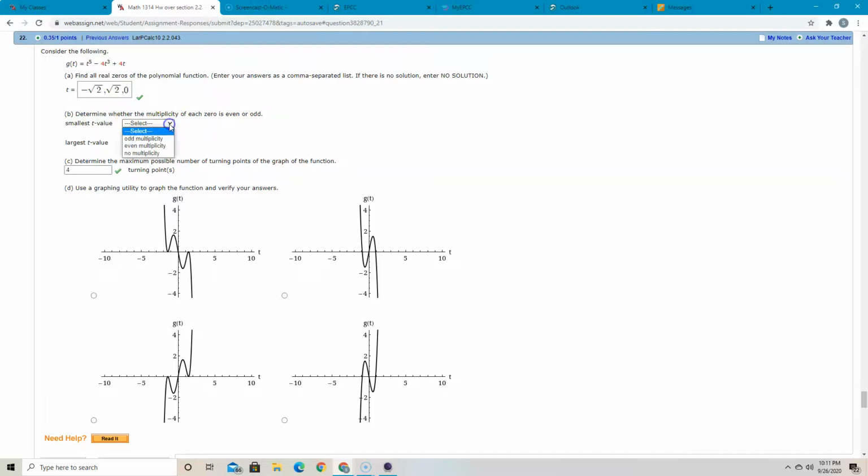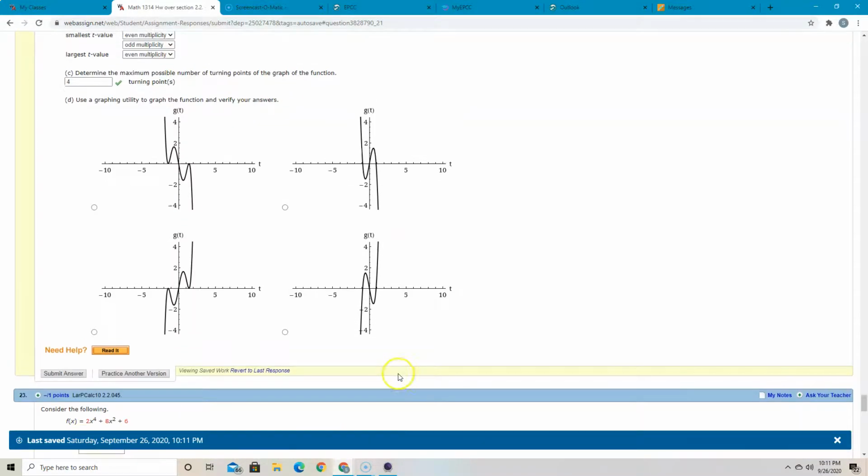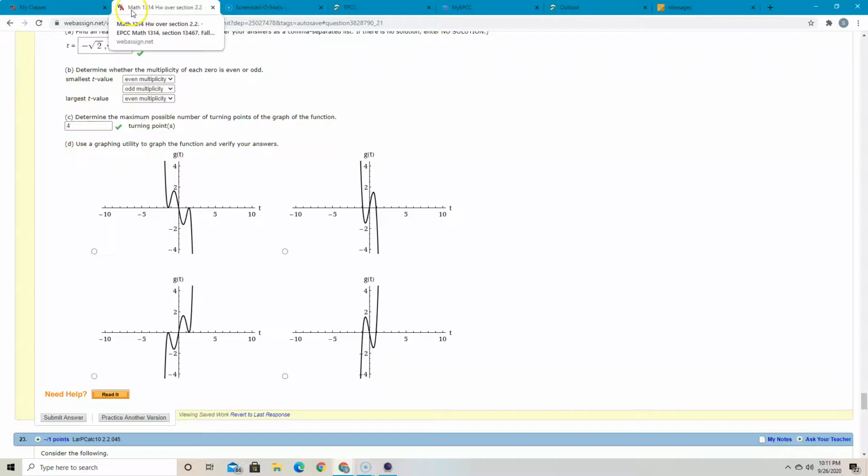And the smallest t value, the smallest zero, the smallest x-intercept, which was this one, had even multiplicity, multiplicity 2. The largest one is the positive square root of 2. That's larger than 0. That also was even multiplicity, multiplicity 2. And the middle one was the 0, and that was multiplicity 1, which is odd. Now let's check which graph. Remember, we already crossed out these two, and it was either this one or this one. So now that we know the x-intercepts and whether it touches and turns around at those x-intercepts or does not turn around.